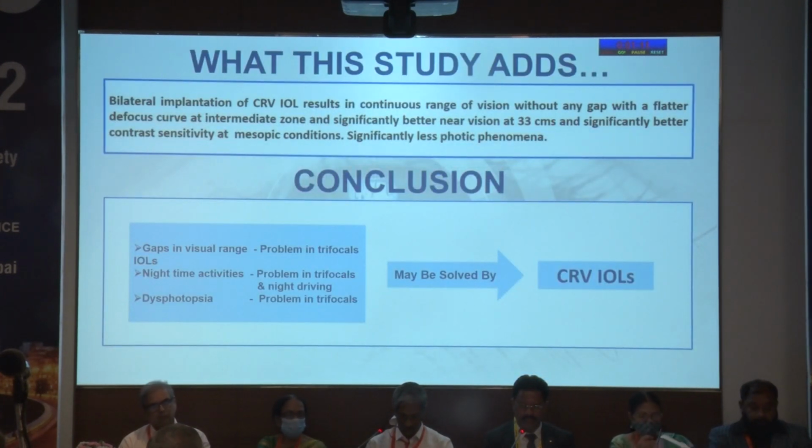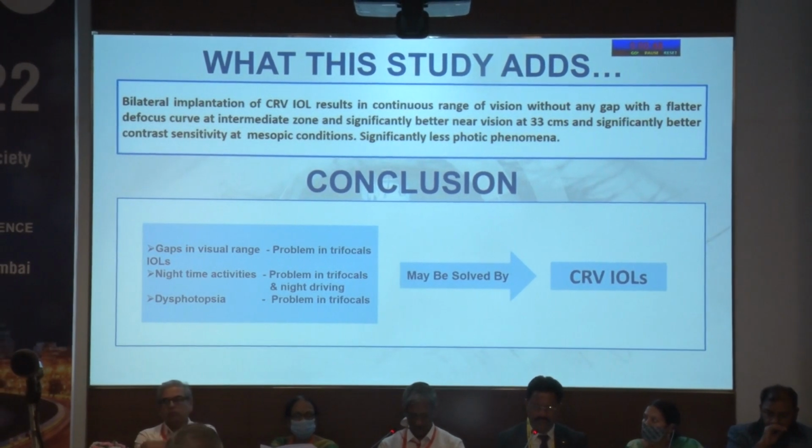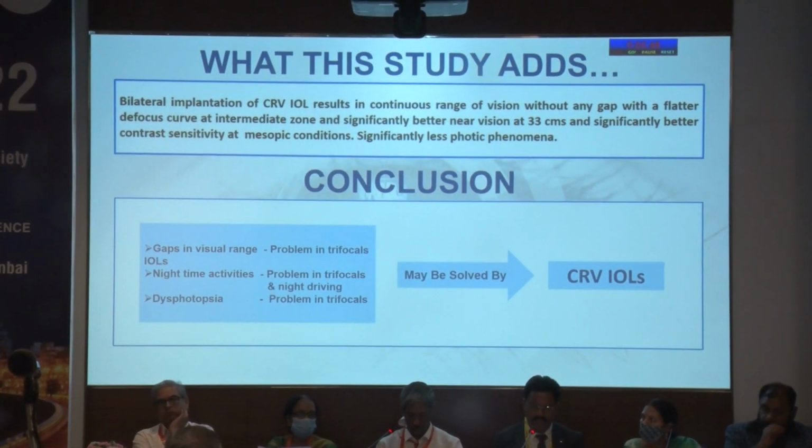So what this study adds: bilateral implantation of CRV IOL results in continuous range of vision without any gap, with a flatter defocus curve at the intermediate zone, significantly better near vision at 33 centimeter, significantly better contrast sensitivity at mesopic conditions, and significantly less photic phenomena. The conclusion is that the gaps in visual range problem, nighttime activities problem, and dysphotopsia problem in trifocals may all be solved by CRV IOL.